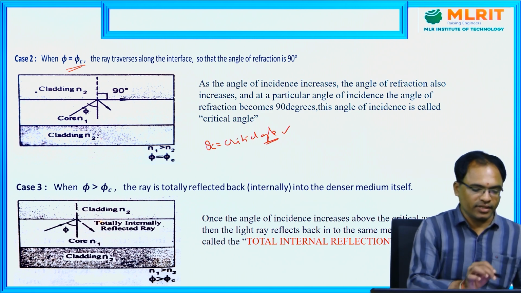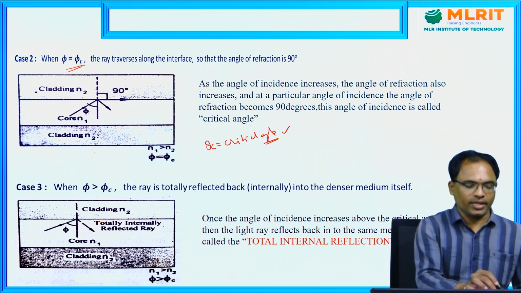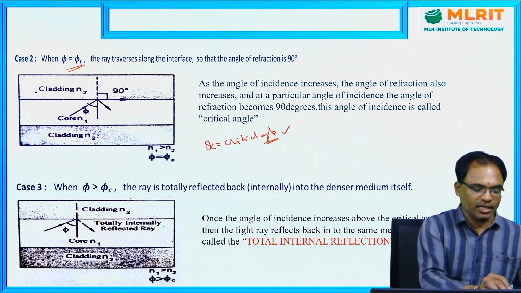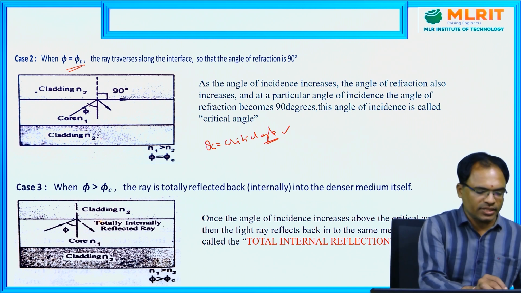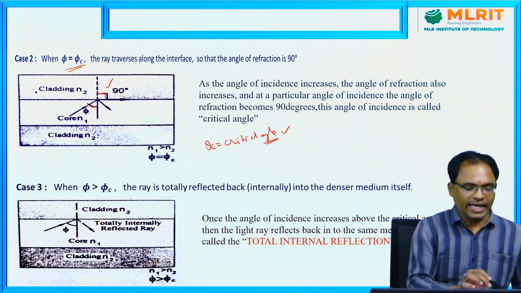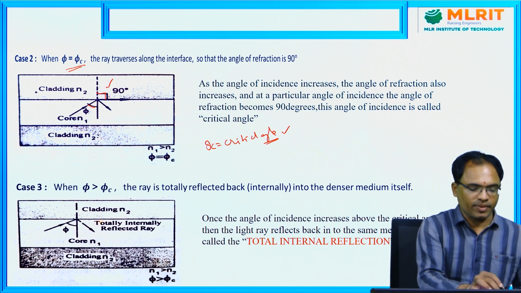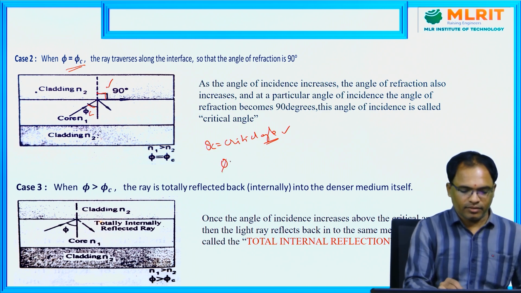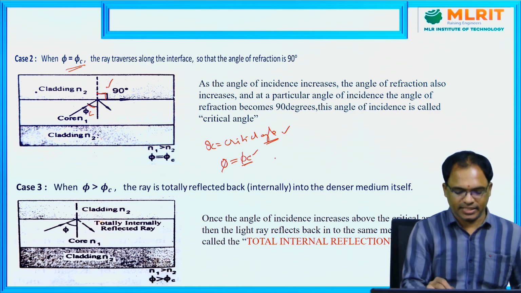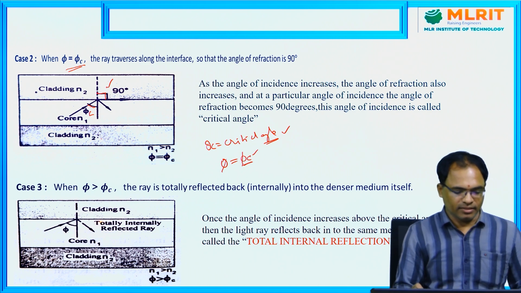So what happens when the angle of incidence is equal to the critical angle? Generally, when we increase the angle of incidence, the angle of refraction also increases. At a particular angle of incidence, the angle of refraction becomes 90 degrees. The angle of incidence at which it happens is called the critical angle. So the angle of incidence for which the angle of refraction is 90 degrees is called the critical angle.